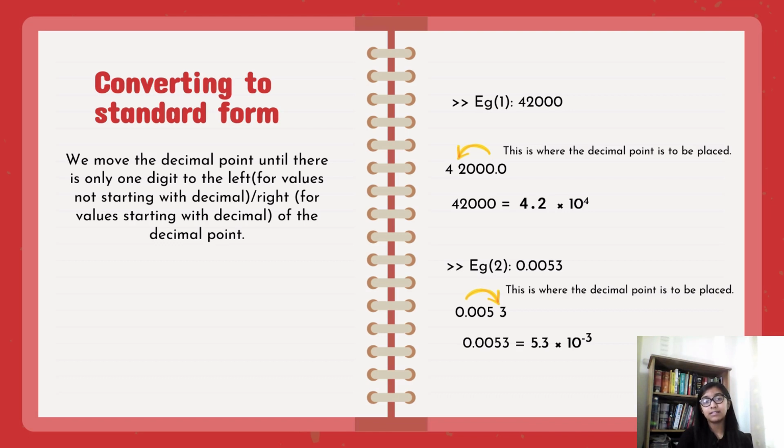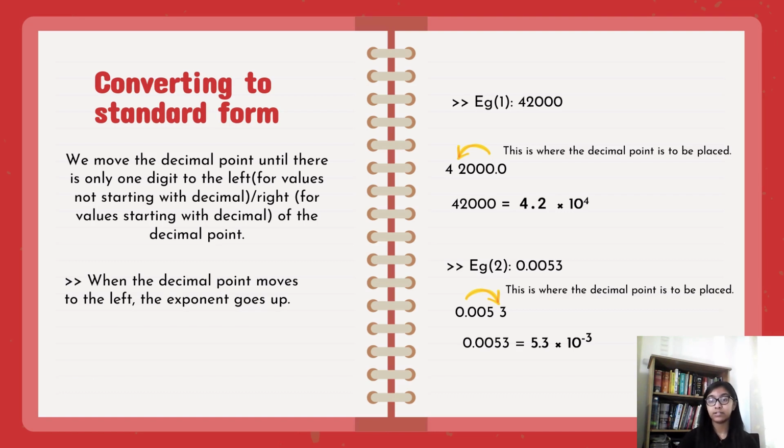And it is basically the same as dividing it by 1000. And since we are writing it in standard form, we do not write the division sign. Instead, we are just multiplying it, 5.3 into 10 to the power minus 3. So when the decimal moves to the left, the exponent goes up, and when the decimal moves to the right, the exponent goes down.